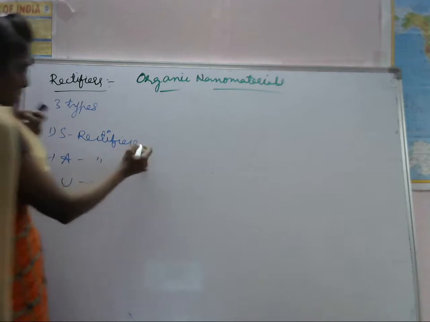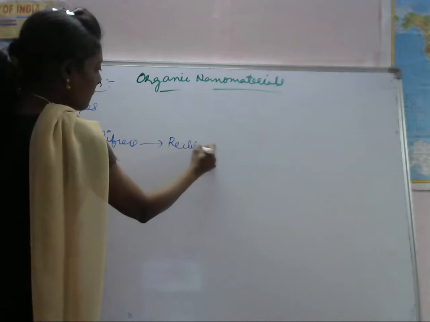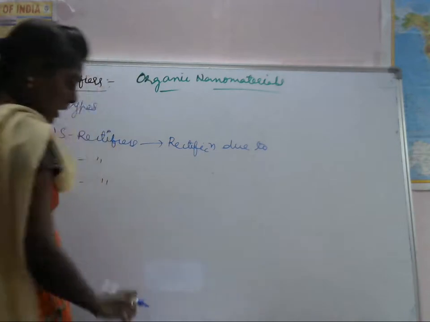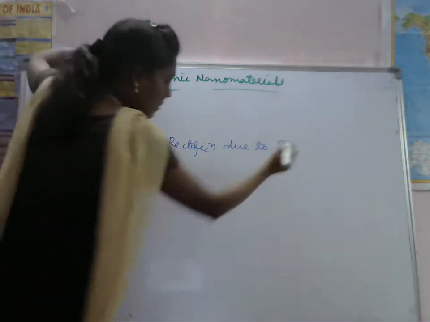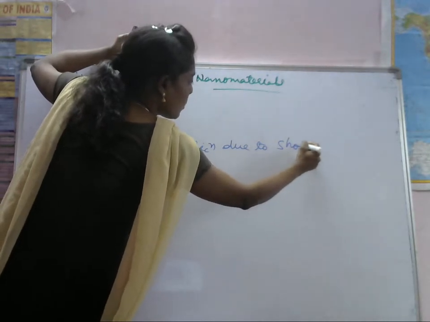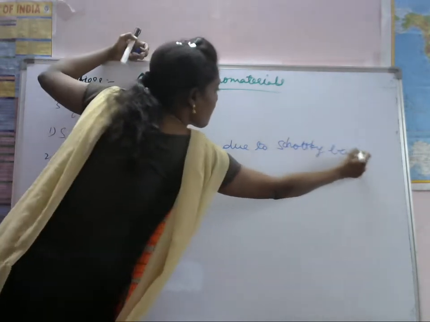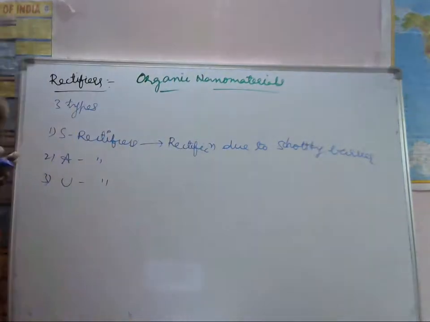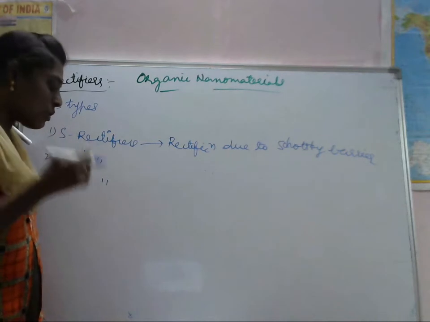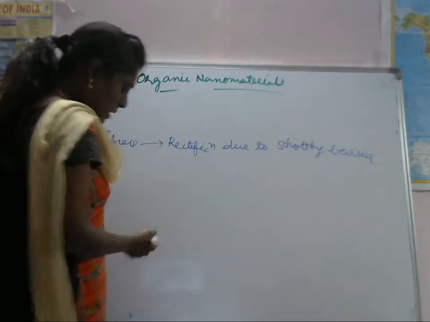First, this is rectification due to the Schottky barrier. Actually, you know what the Schottky effect is, and there are crystal defects. That's why here metal-homogeneous interfaces will be there for this one.